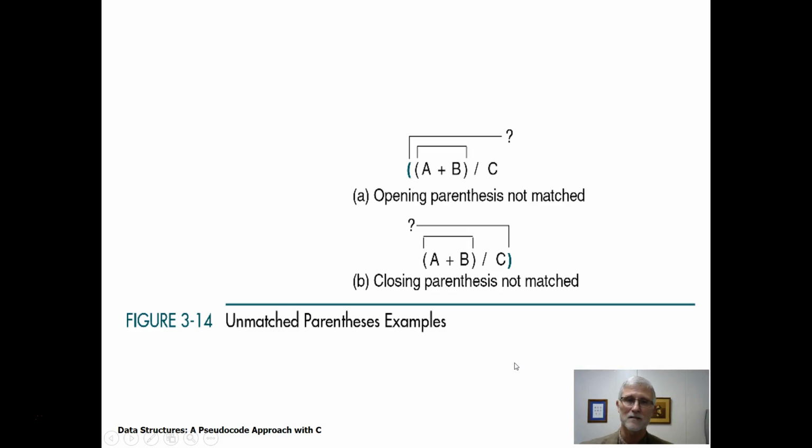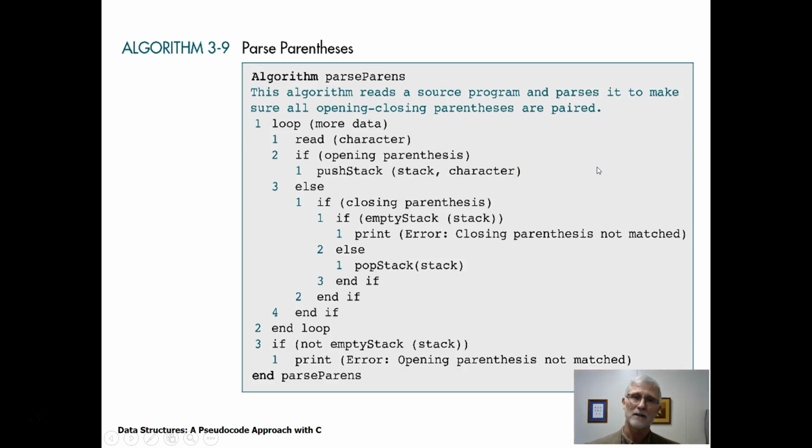Another example is parentheses. Now, you've all used IDEs to help your programming. So what do you have here? What happens when I'm missing a parenthesis? They give you an error message, right? Because I've got mismatched parentheses. So how does the algorithm, the compiler, check for that? Well, one of the ways of doing it is to have an algorithm that reads the source program and then parses it to make sure that all the opening and closing parentheses are paired.